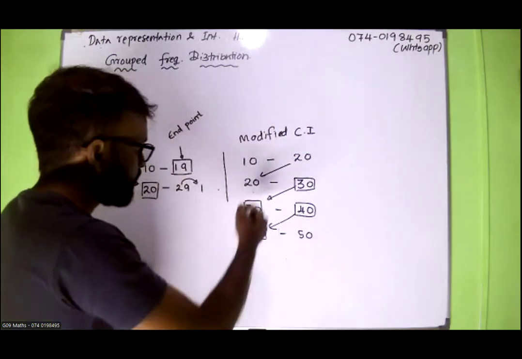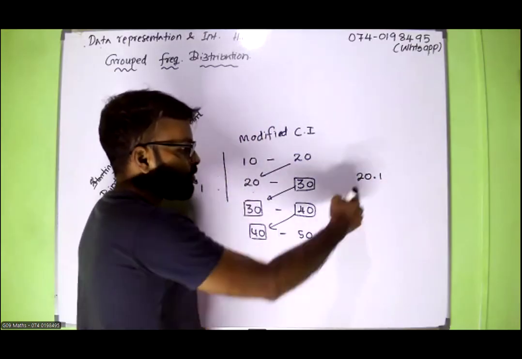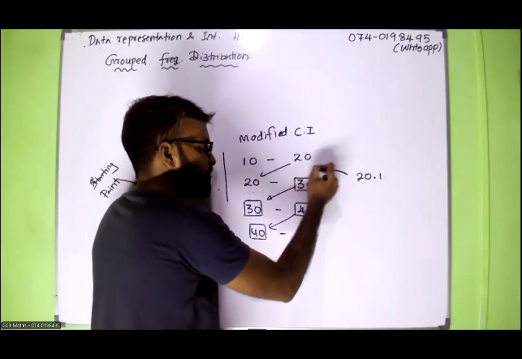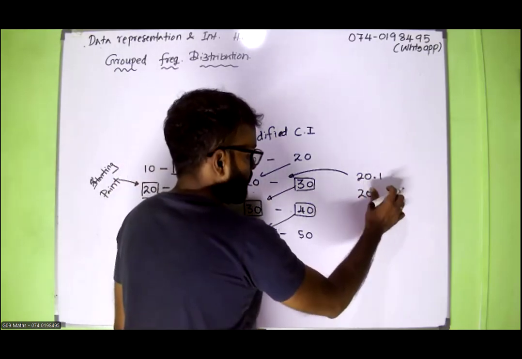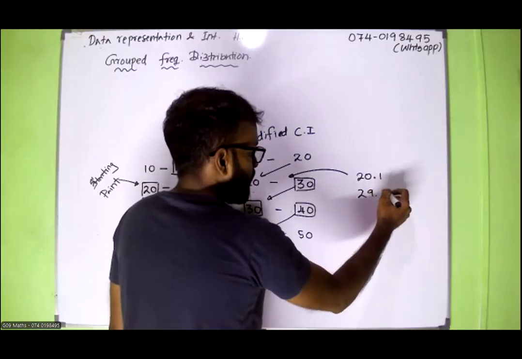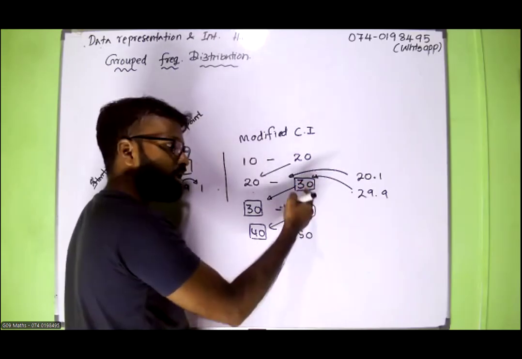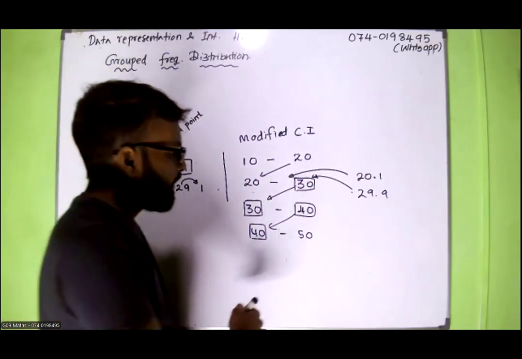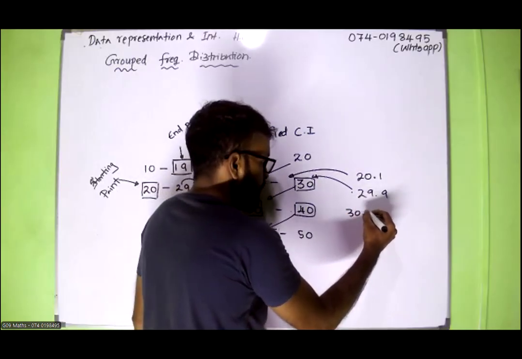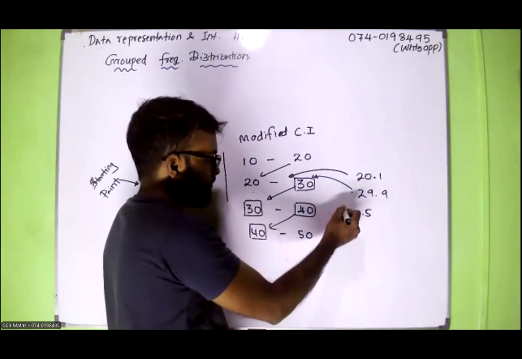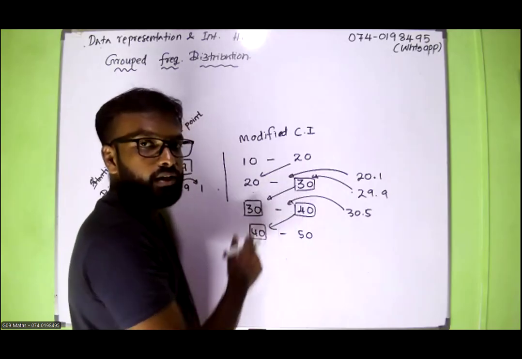So if you want to put 20.1, it is included here. 29.9 is also included here, because 30 is the maximum value. And if you have 30.5, this data should be included here.